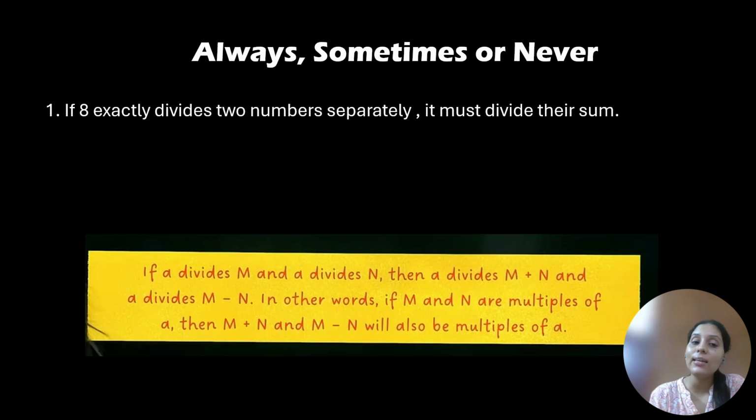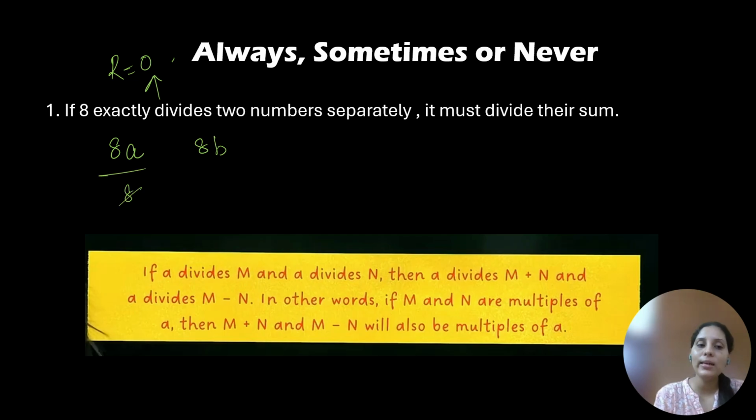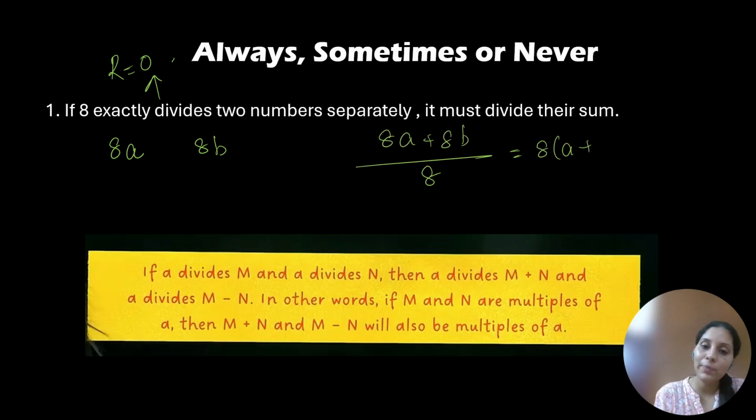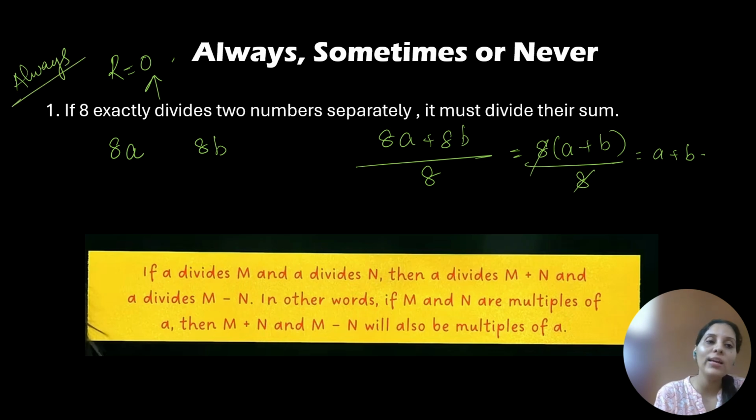If 8 exactly divides two numbers, I can take the two numbers as 8a and 8b, because 8 exactly divides means the remainder should be 0, no remainder. If I divide these by 8, I get remainder 0. So I can take 8a and 8b. Then it must divide their sum. Let us see. When I add them, is 8 into a plus b divisible by 8? Oh, yes, it is exactly dividing. So this is always true.